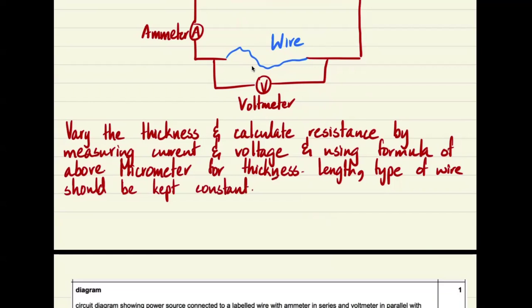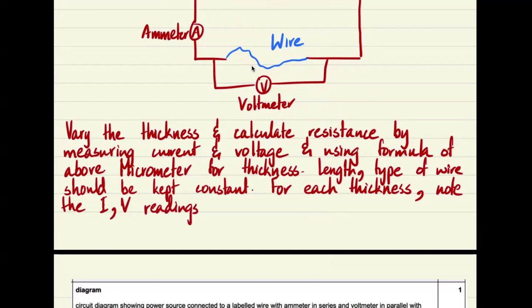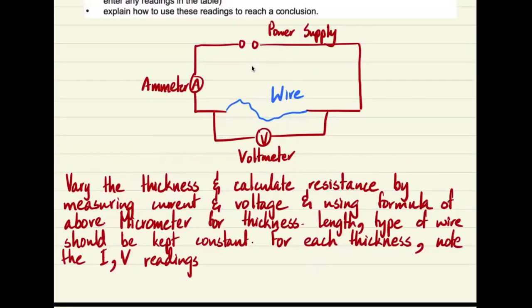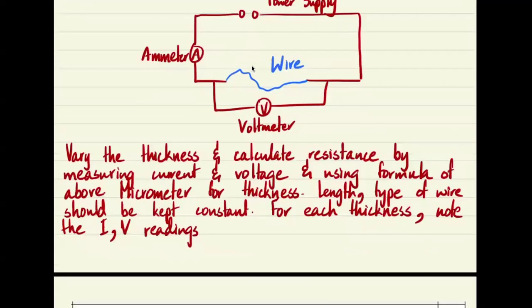Which is for each thickness, note the ammeter and voltmeter readings. So note the I and V. I'm just writing this right now to speed this up. Note the I and V readings, right? And apart from that, what else would I say? So note the readings, and now you talk about the table of values.